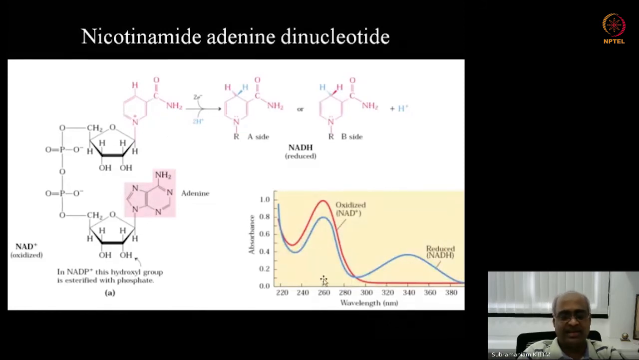And they have characteristic absorptions. Only the reduced species absorbs at 340 nm, and this characteristic is often used to measure whether it is in the oxidized form or reduced form, or what the ratio of the two is.